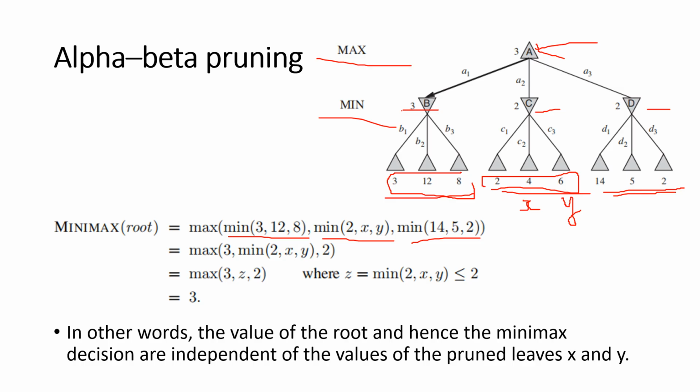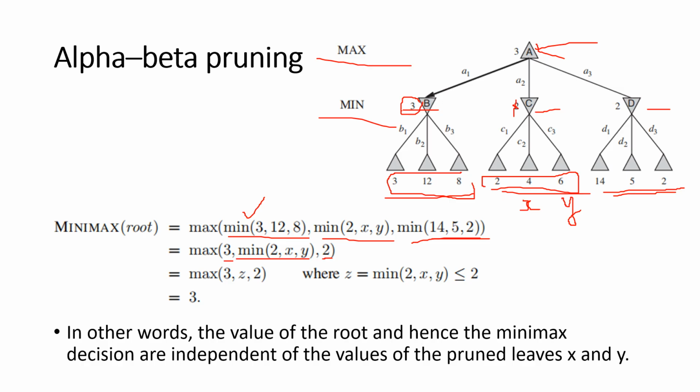So here we can see the minimum of 3, 12 and 8, the answer is 3. And then the minimum of 2, x, y we don't know, it will depend upon the values of x and y. So we are writing it like this, minimum of 2, x, y. Then the minimum of 14, 5, 2 will be 2. The minimum value is 2. So the equation is modified like this, and we will get the value. Here it is 2, 3 and here we don't know. So here it is the minimum of 2, x, y, and at node D the value is 2.